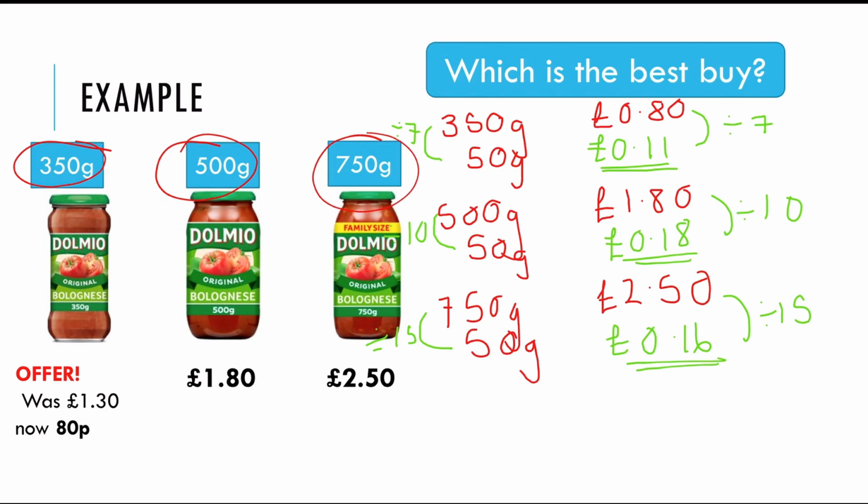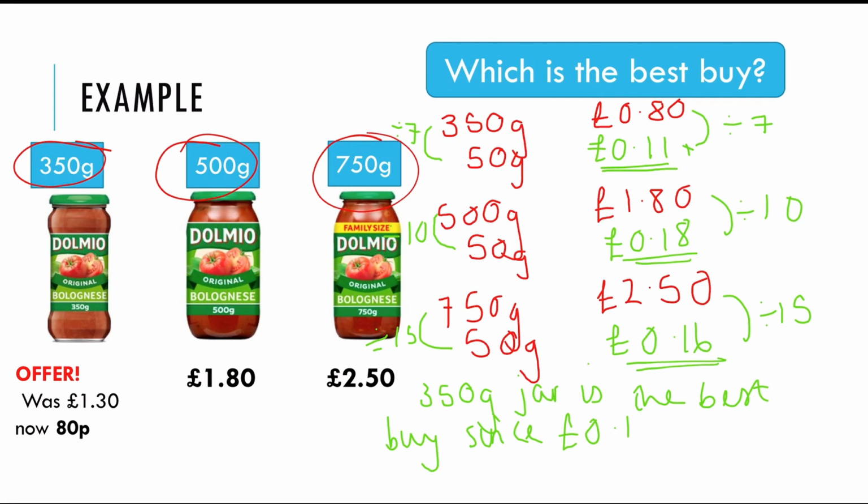So what is the best buy out of all of these? Well, we can see the cheapest is 11 pence per 50 grams. So that is the 350 gram jar is the best buy, since 11 pence is less than 16 pence, which is less than 18 pence. So it's the cheapest of all 3. The most expensive being the 500 gram jar.